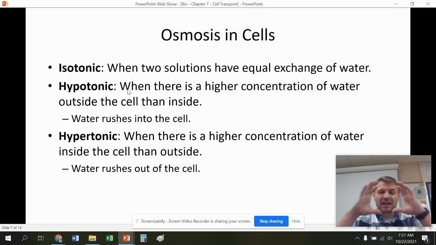Hypotonic solutions, I think of the big O for hypo. What's going to happen is there's a higher concentration of water outside the cell than inside the cell. Water is going to rush into the cell, and it's going to make the cell swell. So that's why I think of the O for hypotonic.